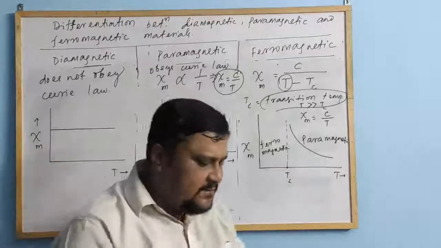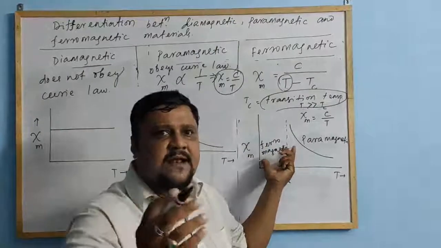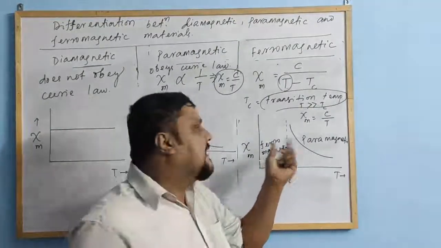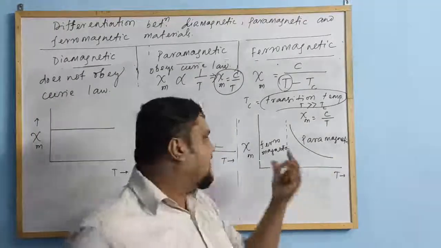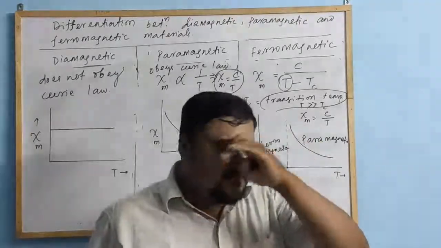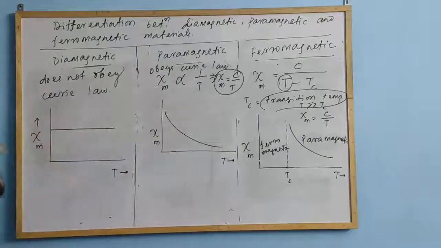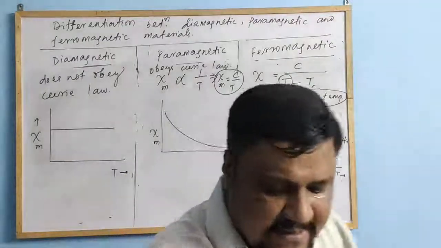The simple example is that when you heat a ferromagnetic material, it loses its magnetization, its magnetic property, and it becomes a paramagnetic material. That means it is weakly attracted. In ferro it is strongly attracted, but now it is weakly attracted by a magnet. Okay. So this is the transition temperature. This is the differentiation between dia, para and ferromagnetic materials.